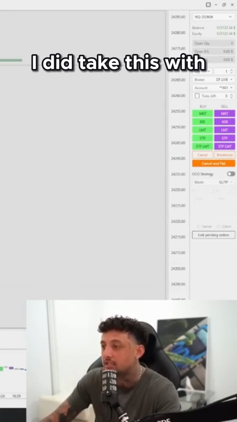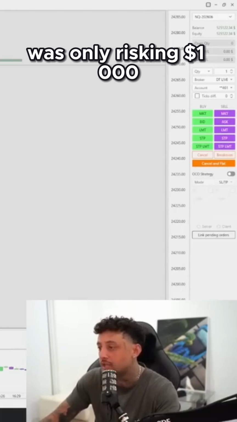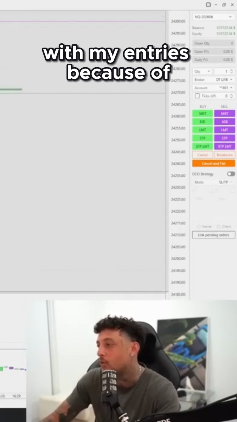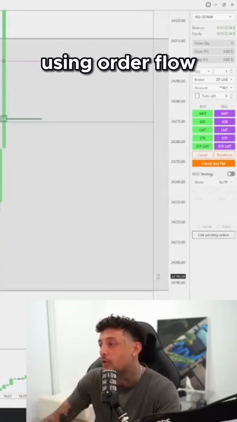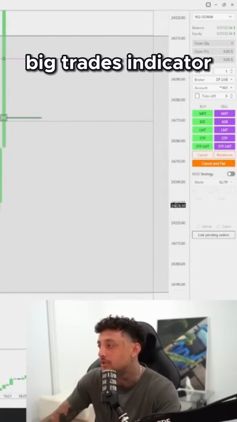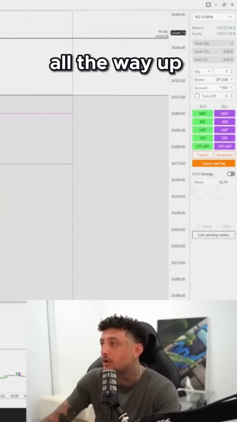Now, I did take this with just simply 4 contracts on my account here, and I was only risking $1,000 on this trade just simply because of how accurate I'm able to be with my entries because of the areas that I'm trading from, and then also using order flow, footprint charts, volume profile, and then the big trades indicator to help me actually confirm my entry itself. Price ended up pushing all the way up.